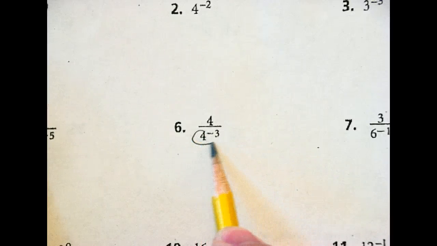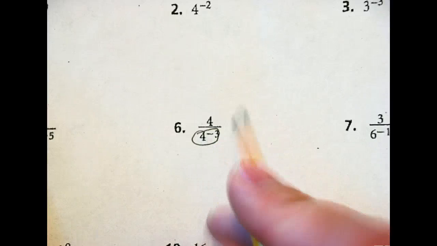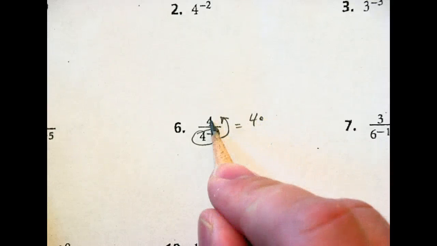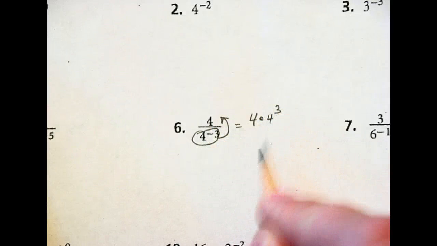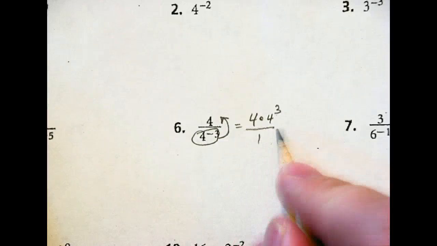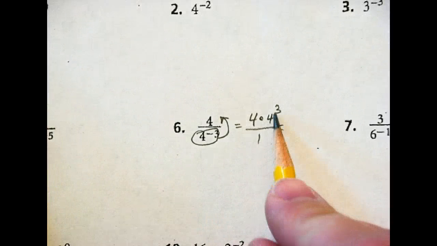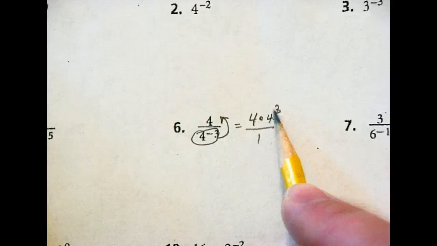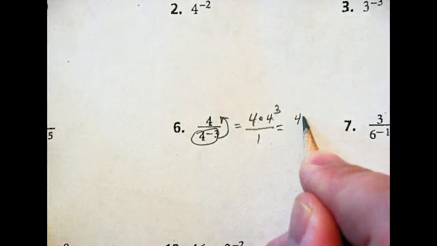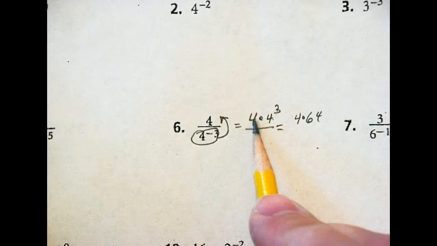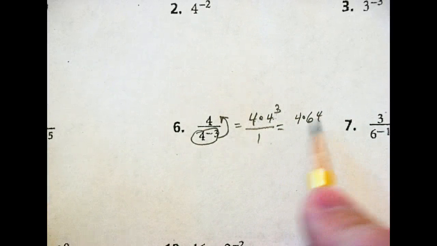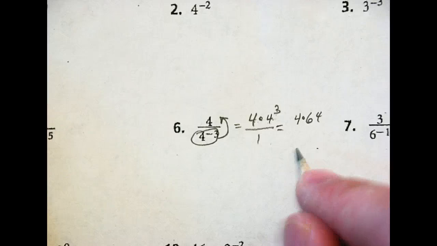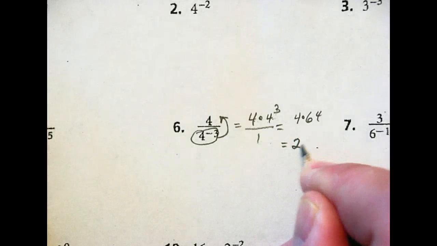Hey, circle the whole part that you're moving. The negative 3 is attached to that 4, so that whole piece moves up. And so now you have the original 4 times that 4, all to the third. Over 1, which we don't worry about because dividing by 1 doesn't change anything. So now here you don't do 4 times 4 first. Remember order of operations. It's 4 to the third, which is 64, times 4. Or some of you would actually note that that's 4 to the 4th power. Either way, 4 times 64 will give you your answer there. What's that? 256.